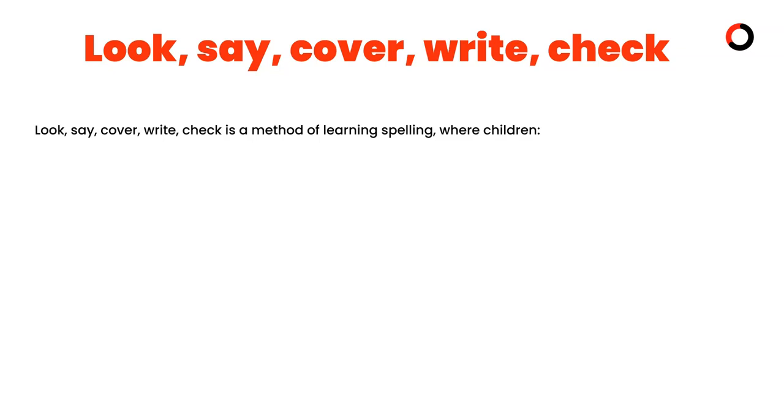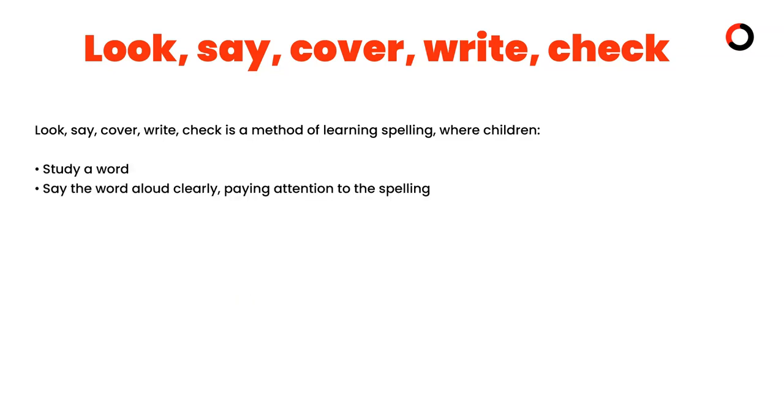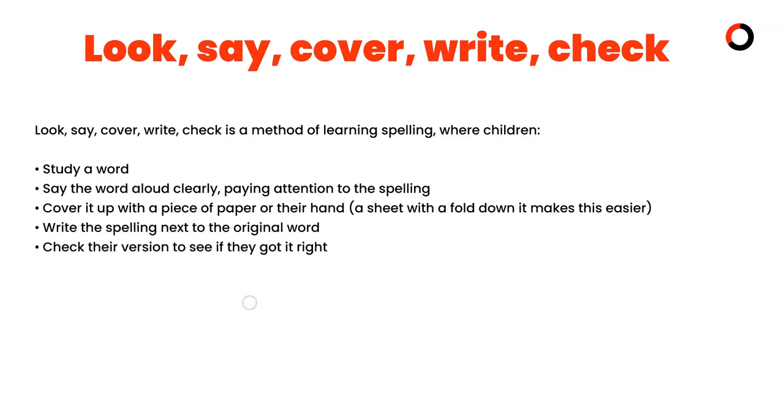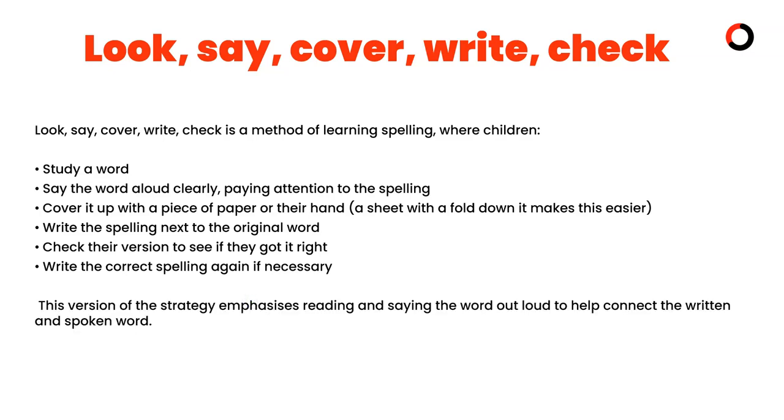This is a method of spelling where children study a word, say the word aloud clearly, paying attention to the spelling, cover it up with a piece of paper or their hand. We do include a template. Write the spelling next to the original word and check their version to see if they got it right. Then write the correct spelling again if this is necessary. And this version of the strategy emphasizes reading and saying the word aloud to help connect the written and spoken word.